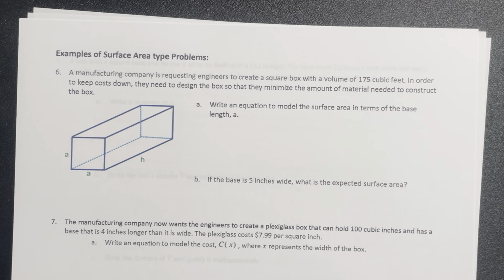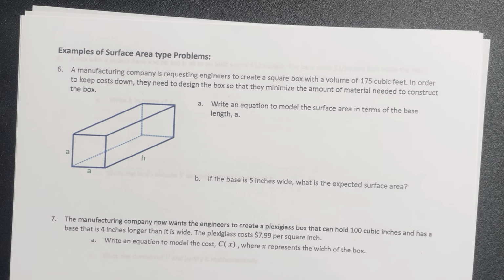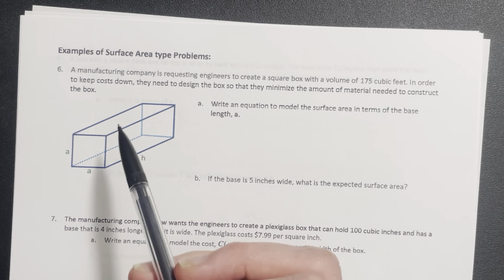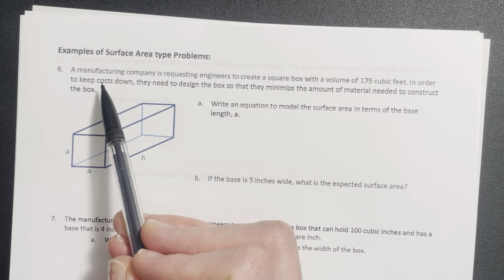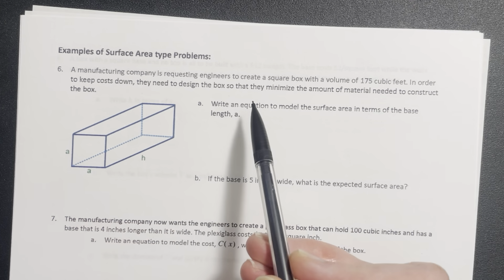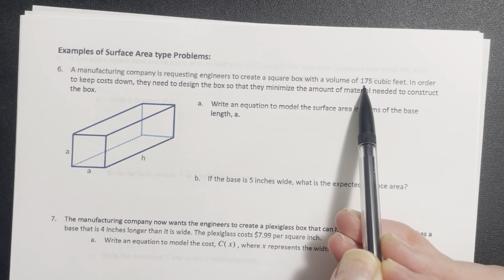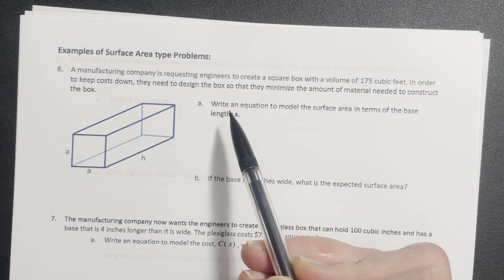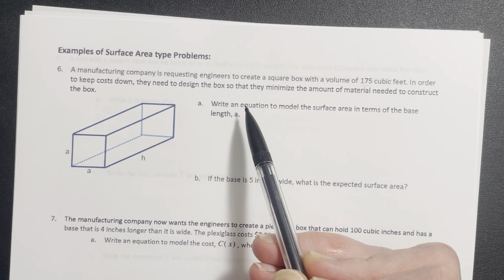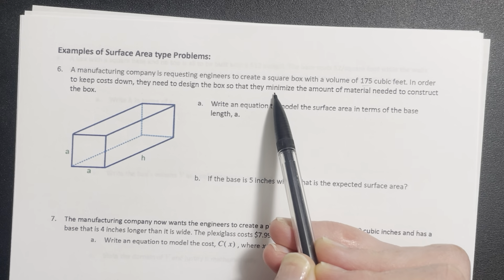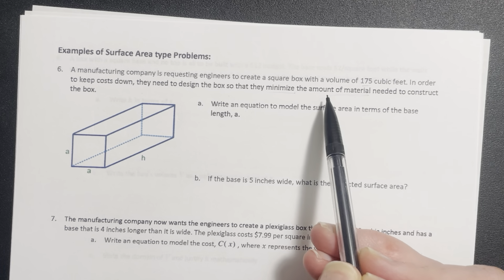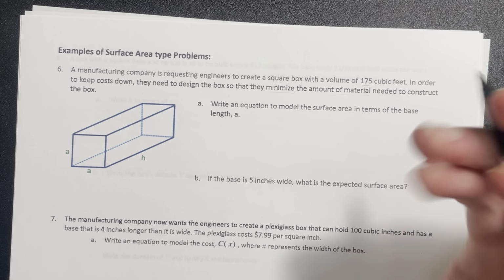So next in this polynomial modeling lesson, we're going to look at surface area type problems, surface area of boxes specifically. So in number 6, a manufacturing company is requesting engineers to create a square box with a volume of 175 cubic centimeters. In order to keep the cost down, they need to design the box so that they have minimized the amount of material needed to construct the box.